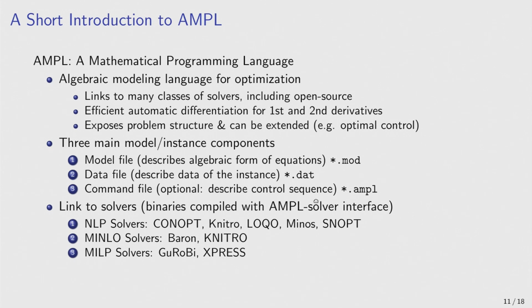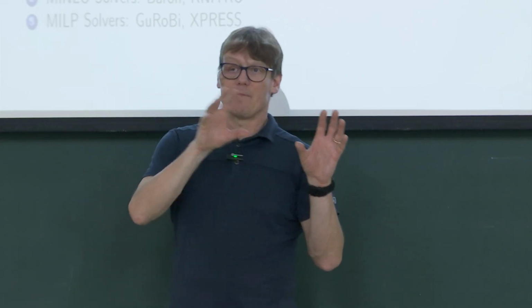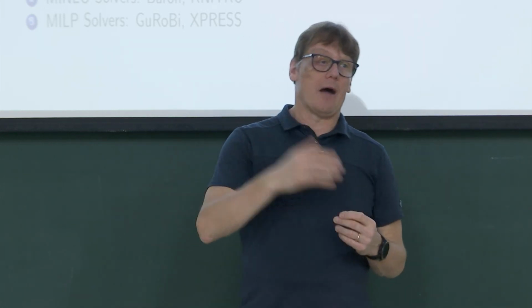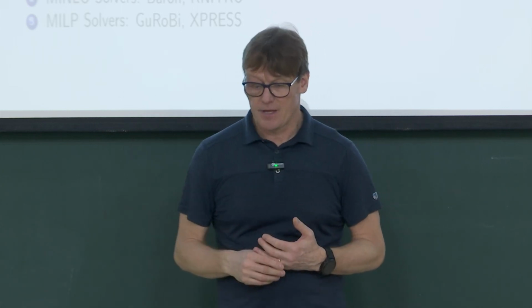There are three main components that you need to write. There's a model file that describes the structure of the problem. So here are my constraints, and you saw an example for the uncapacitated facility location problem. That's just the equations. Then there's a data file that tells the equations what the parameters are, the coefficients, how many facilities there are, how many customers there are, and things like that. And then there's a command file that drives all of this, so that tells AMPL what to do.